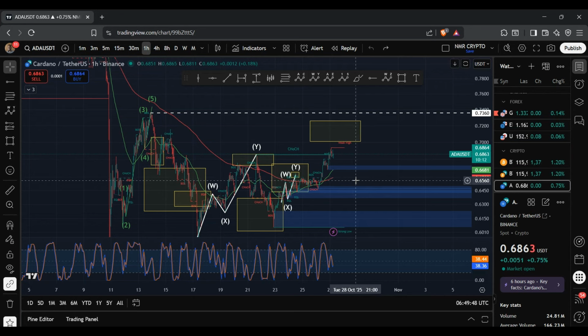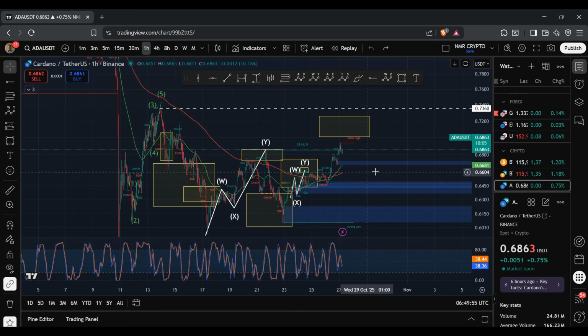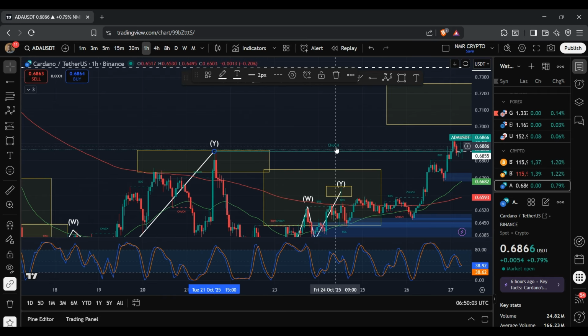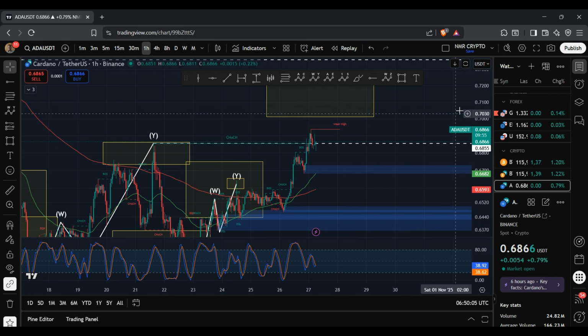So ADA over the past couple of days has been on an uptrend, and I mentioned in my previous update that it was highly likely that we see a green weekend, and that was confirmed once we ended up breaching past the previous local top at 68.55 cents, which resulted in a change of character, and that then signaled that we were on a bullish trend.